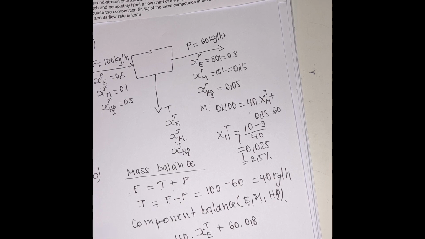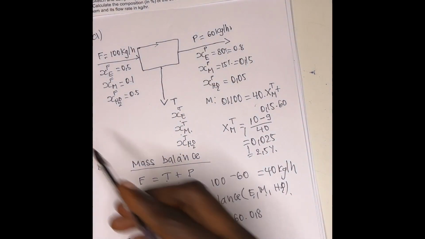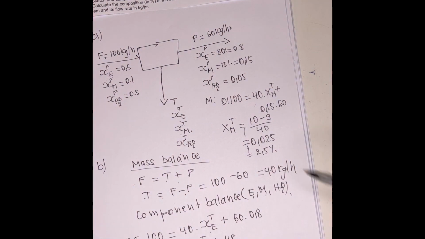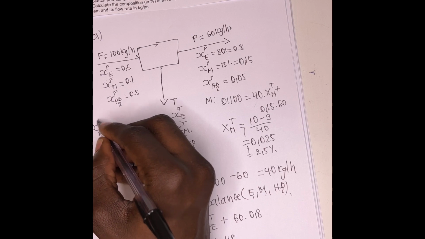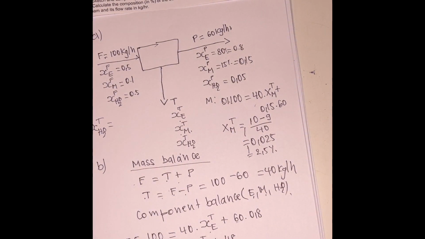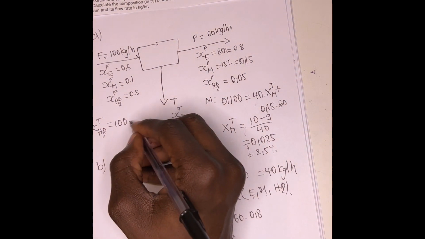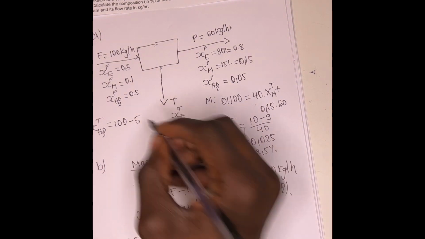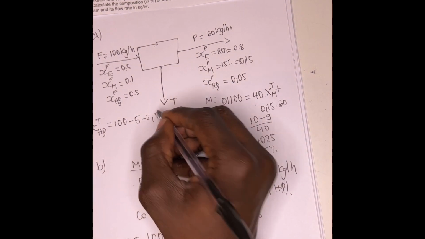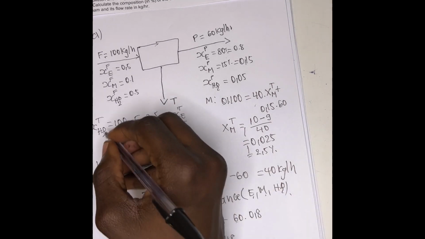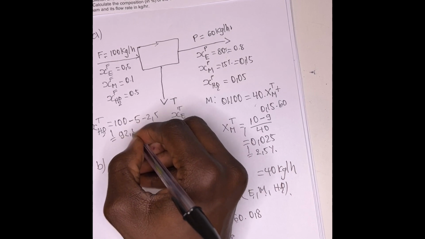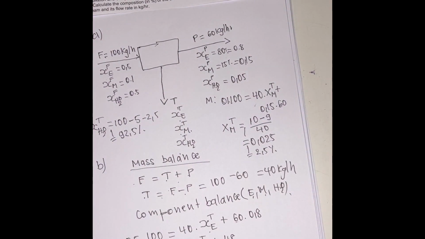Now, how to find it for water? It's going to be very easy, right, guys? For water, we know it's going to be the sum. So water in T is just going to be like this: we take 100%, the sum, minus the ones we already found, which is 5 and minus 2.5. So water has a percentage of 92.5%. That is how you should solve this question.